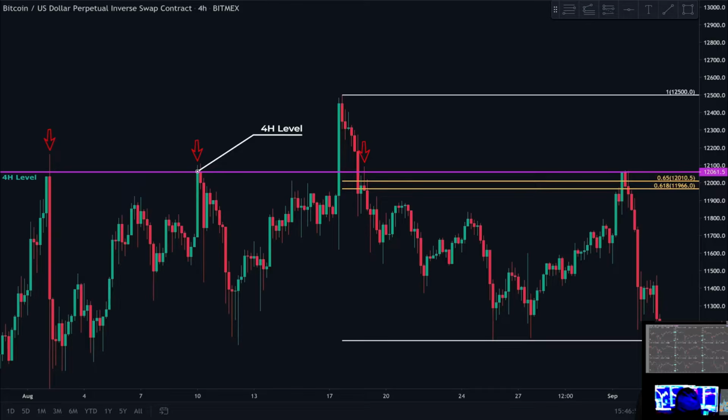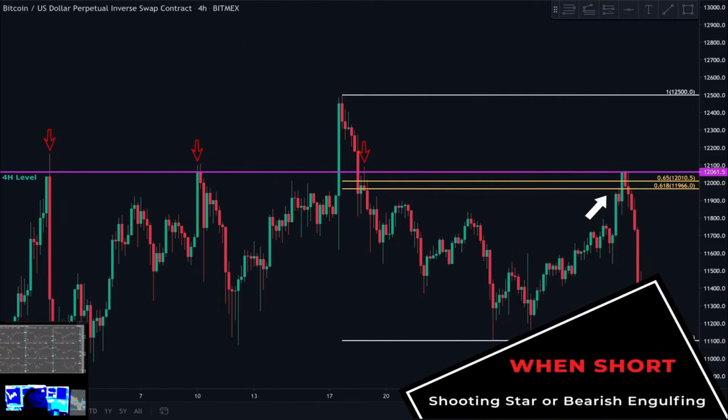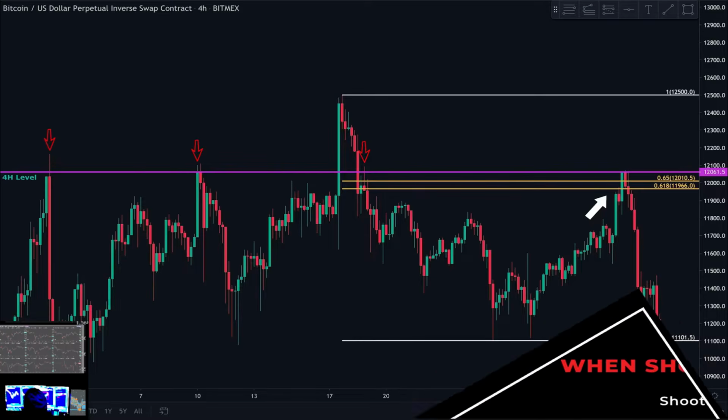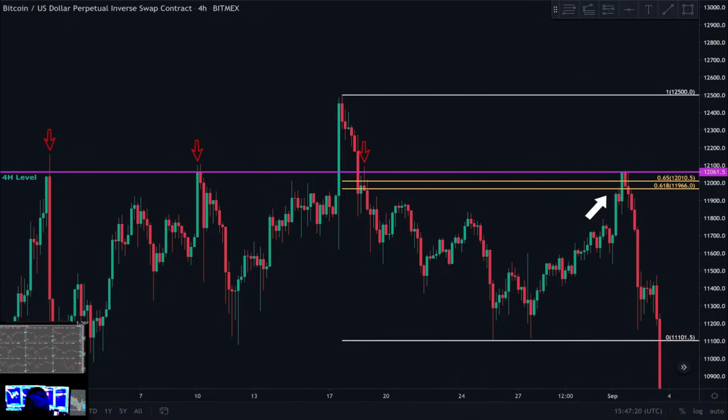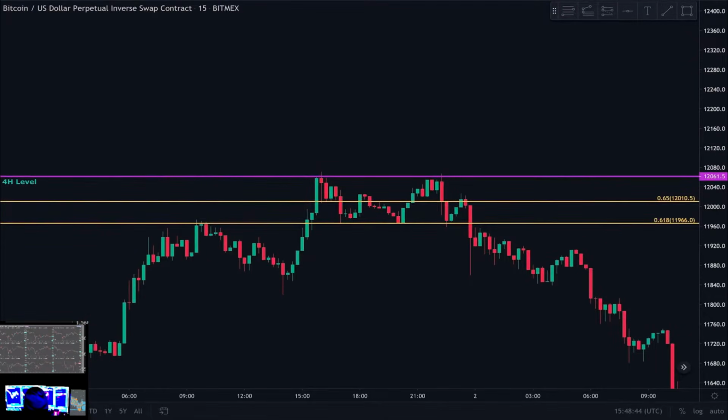Here's Bitcoin, 4-hour chart. You mark the 4-hour resistance. Then you add the Fibonacci for a perfect confluence. Now this is key. We're going to wait for price to react. For shorts, we wait for what we call a bearish engulfing or a shooting star candle. And then for longs, we need more of a hammer or a bullish engulfing signal. So if there's no confirmation, then there's absolutely no trade. It's that simple, guys. There really is no trade. We have to have a confirmation.